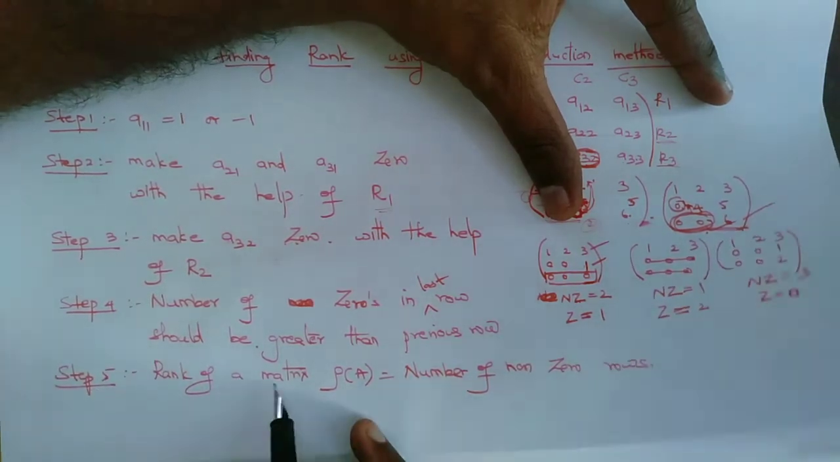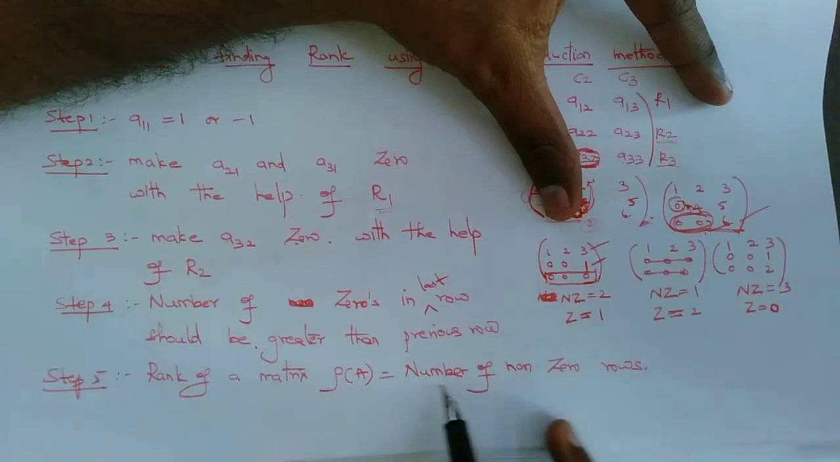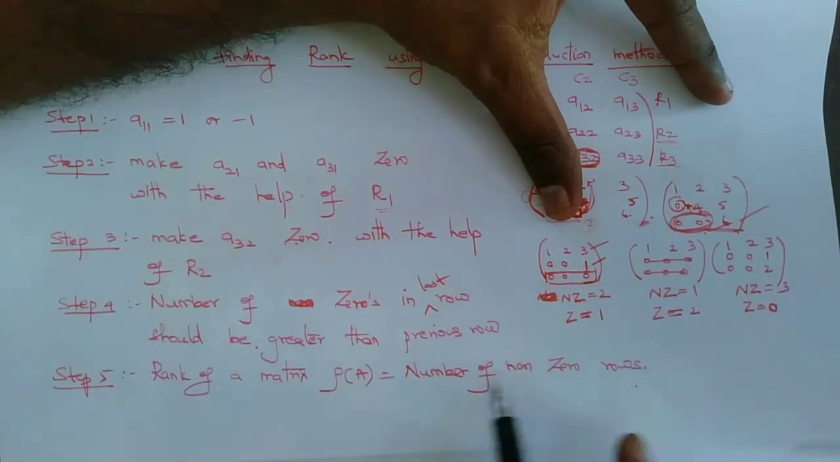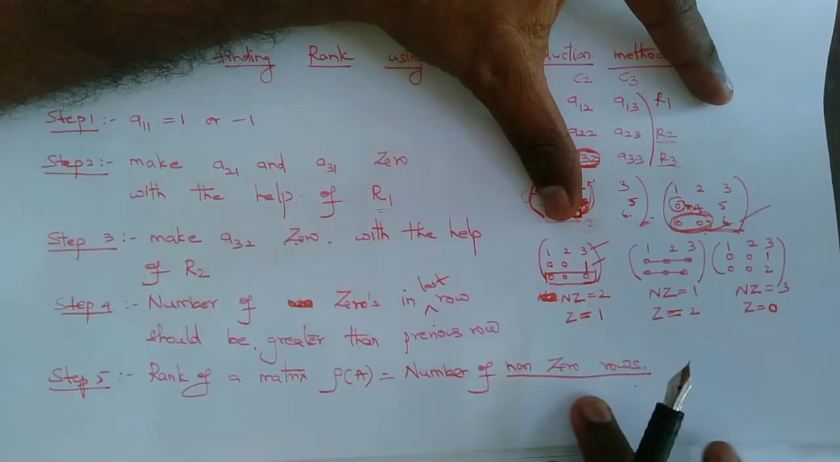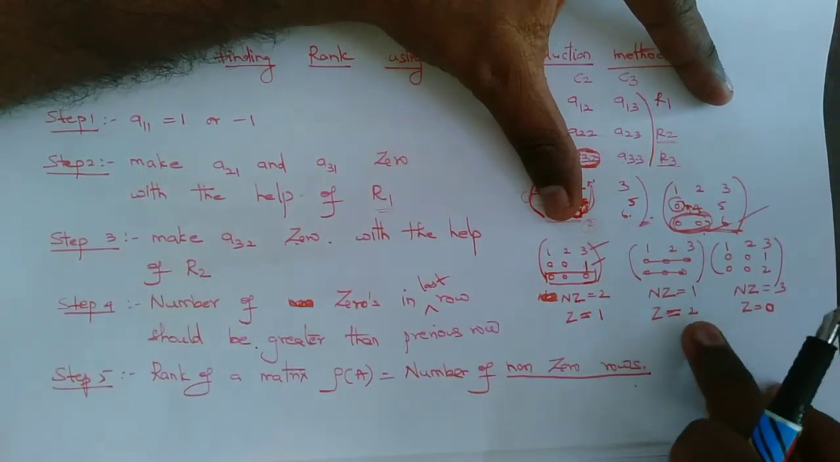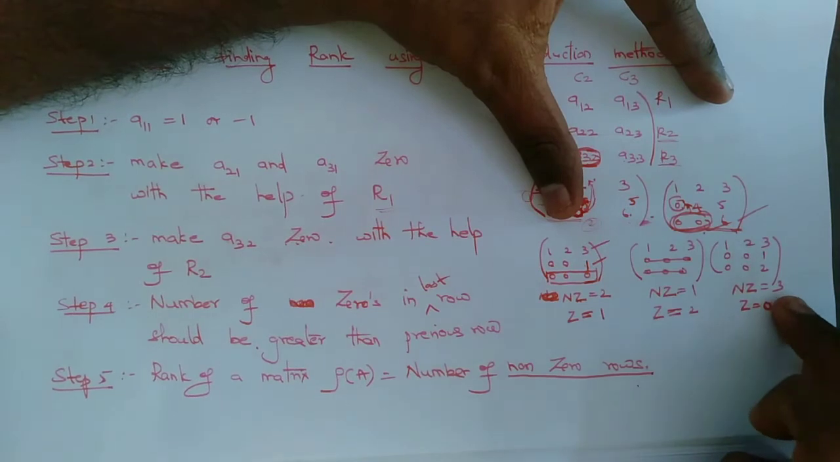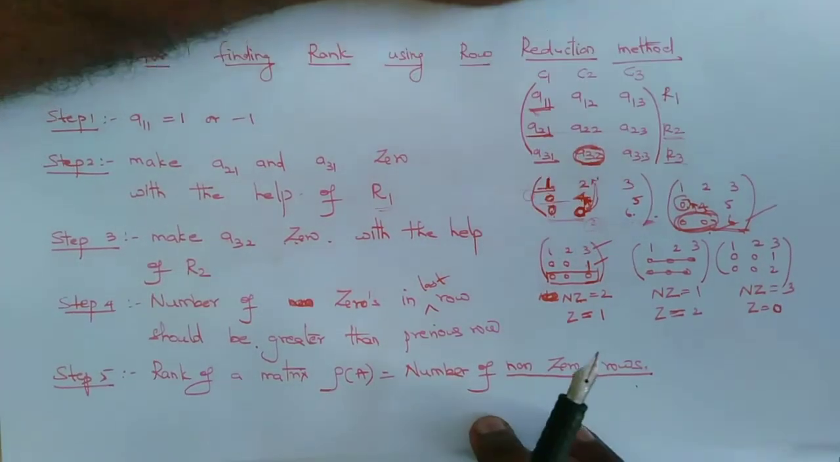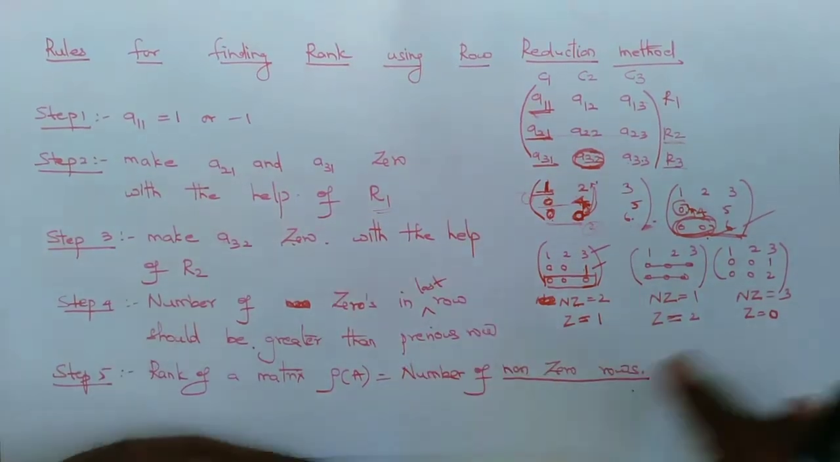Step 5: Rank of a matrix is the number of non-zero rows. What is the rank for this matrix? 2. Number of non-zero rows. Rank for this matrix is 2. Rank is 1 here, rank is 3 here, because the rank is the number of non-zero rows.